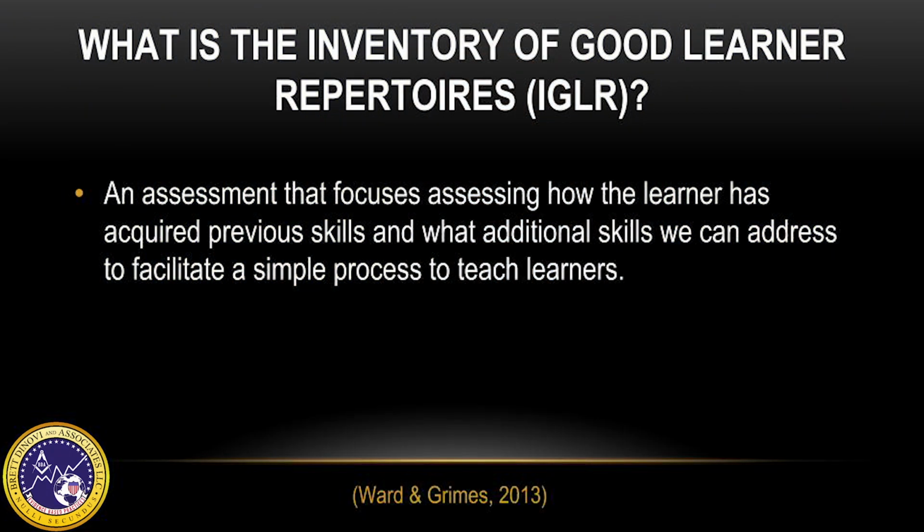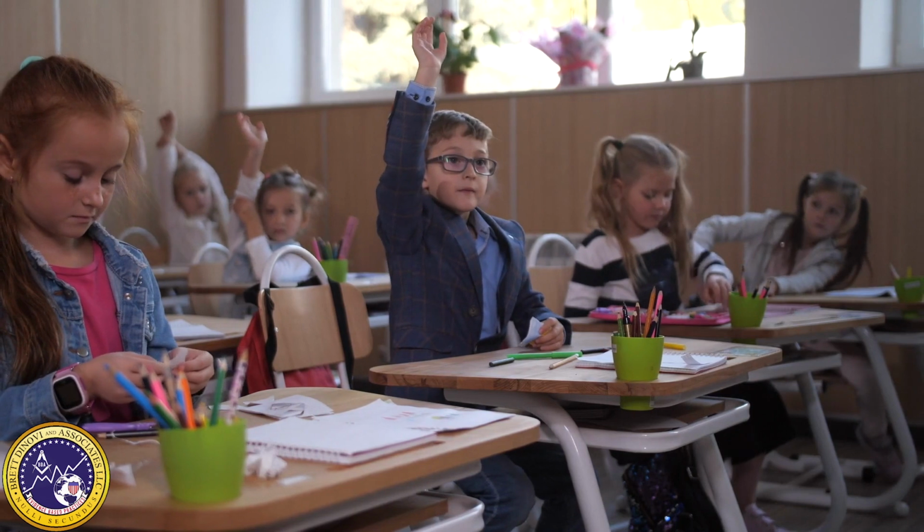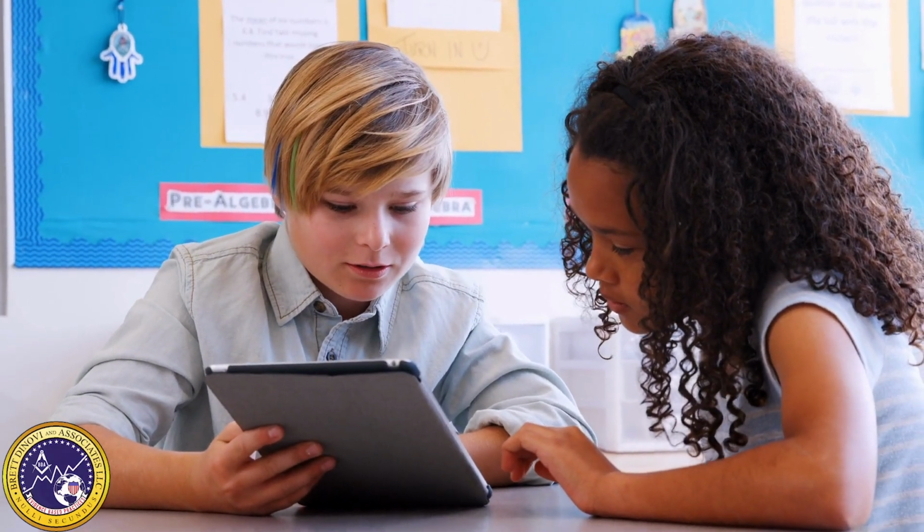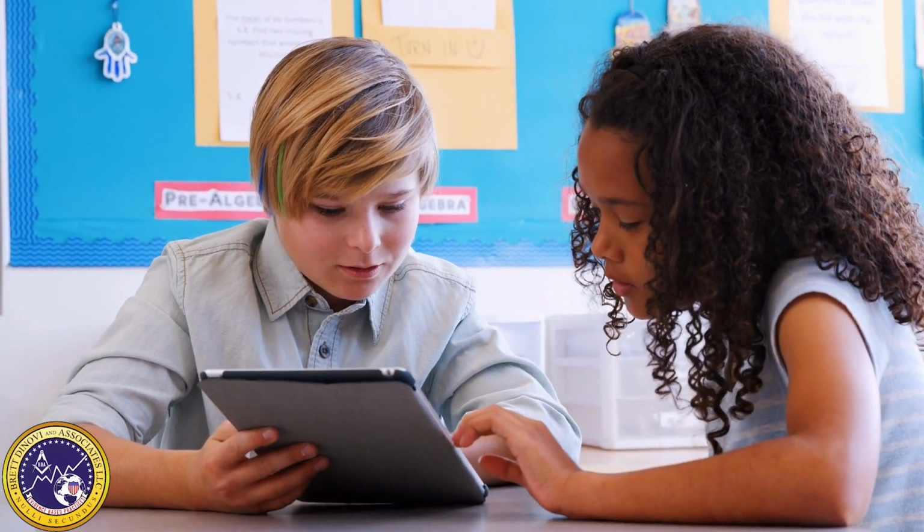Unlike some of the more commonly known assessments currently published that focus on assessing linguistic, social, functional, or academic skills that the learner has acquired, the Inventory of Good Learning Repertoires, or IGLR, focuses on assessing how the learner has acquired previous skills and what additional skills we can address to facilitate a simple process to teach learners. Steve Ward refers to learners who are easy to teach as good learners, and defines a good learner as someone who responds readily to a wide variety of instructional conditions.